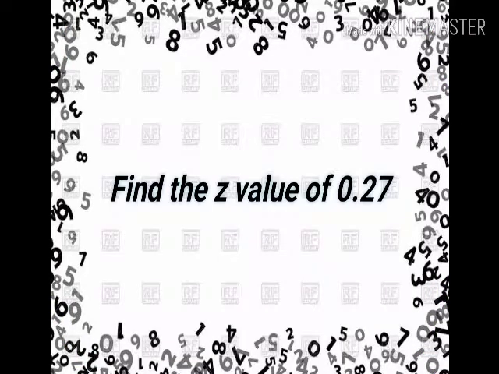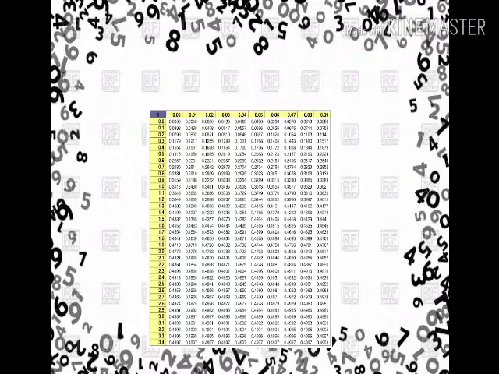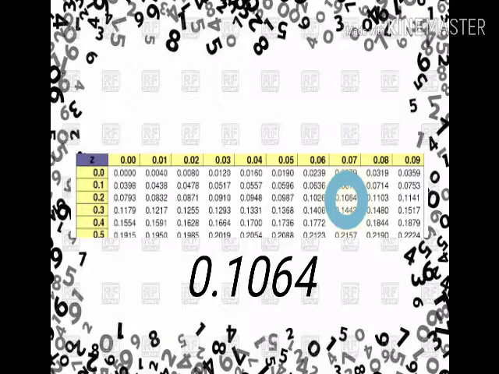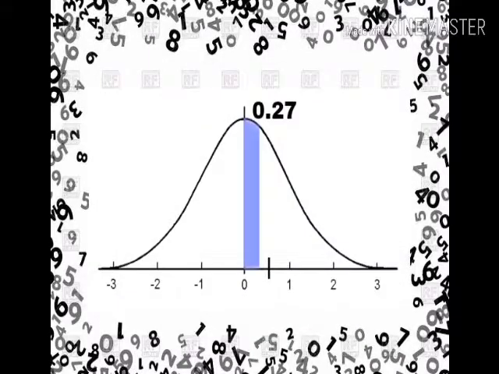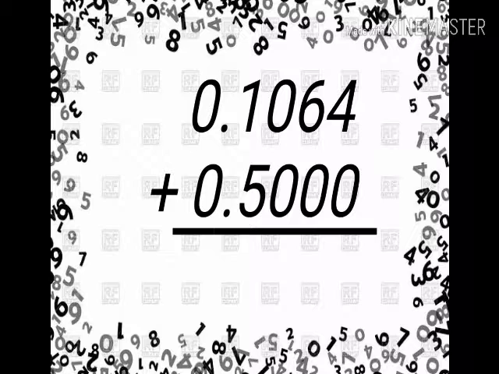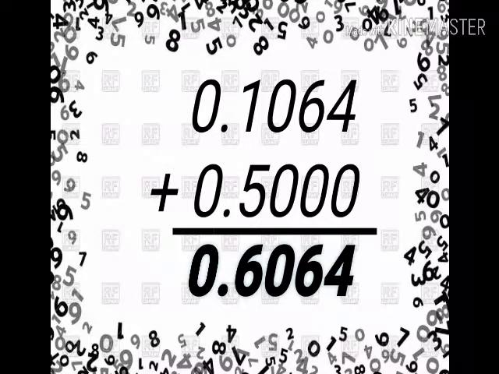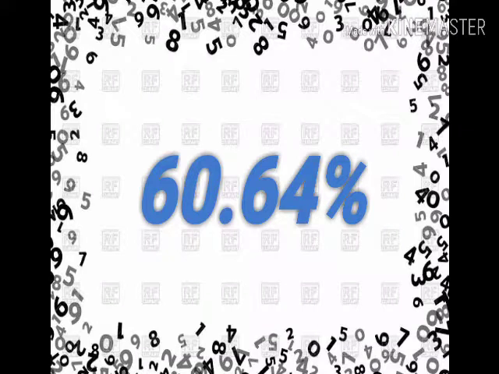Find the Z value of 0.27 in the Z table and we get 0.1064. Second, for us to know if we are going to deduct or add the z-score, we should make a normal curve. So we can see it is on the right side of the normal curve, meaning we will add it to 0.5000. So let's add 0.1064 plus 0.5000 is equal to 0.6064 or 60.64%.